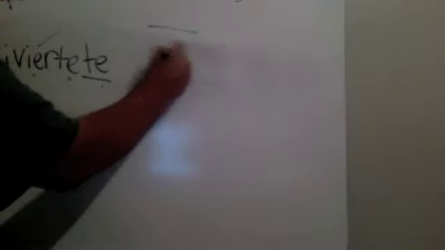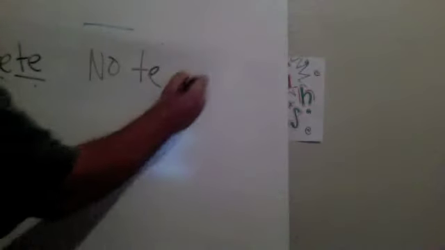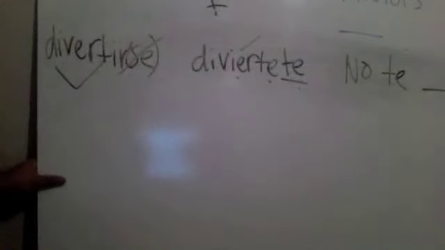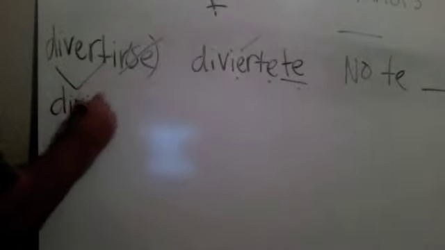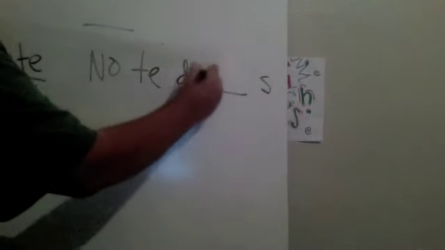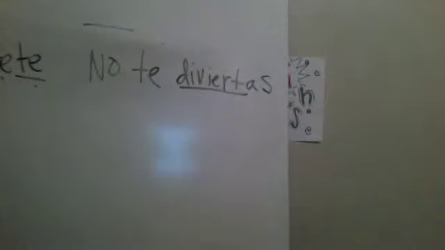Now let's make it negative. We have to move this reflexive pronoun before the command. Let's put our usted command there and finish it off with an S. Our usted command of divertir is divierta. Let's plug that into this spot right here. No te diviertas, don't have fun.